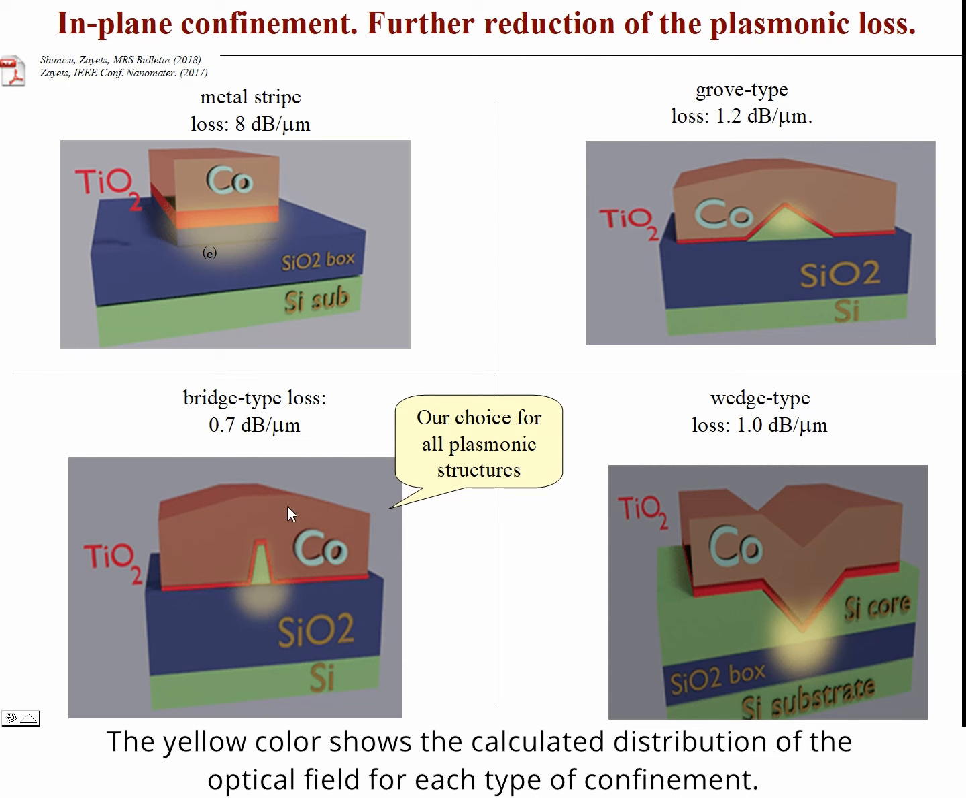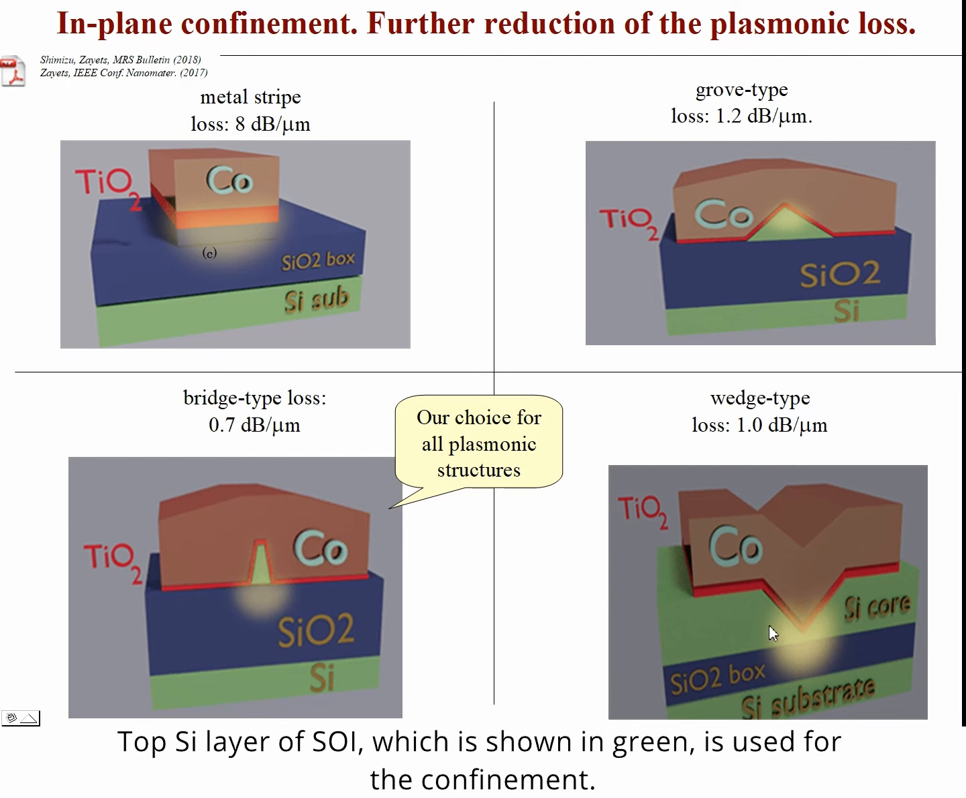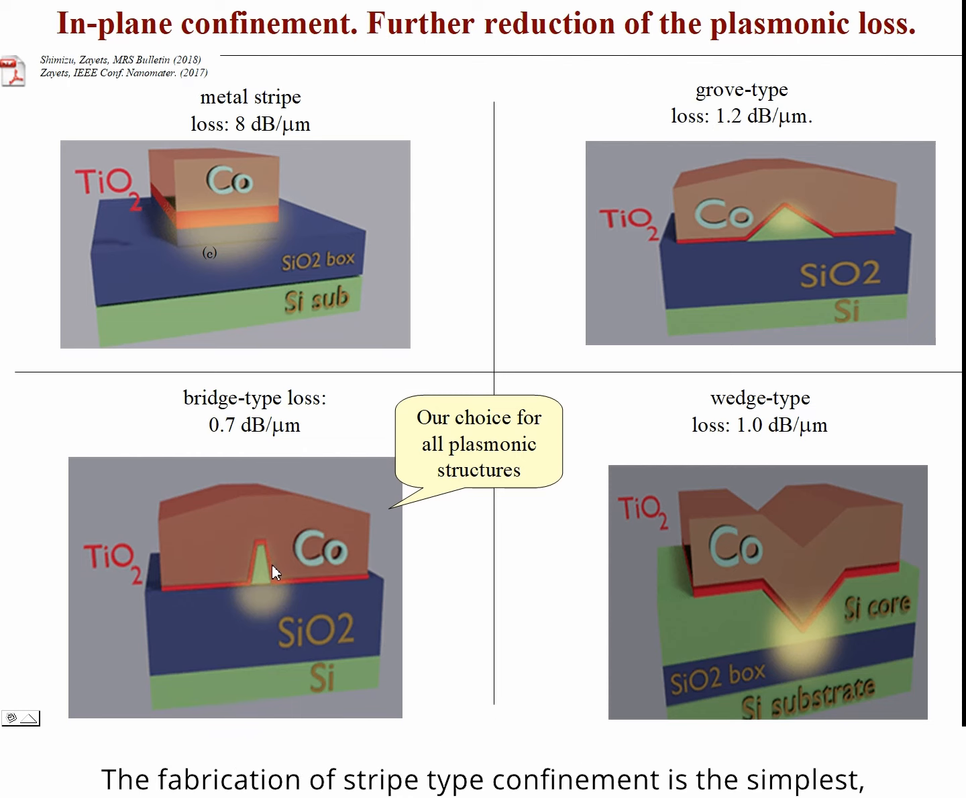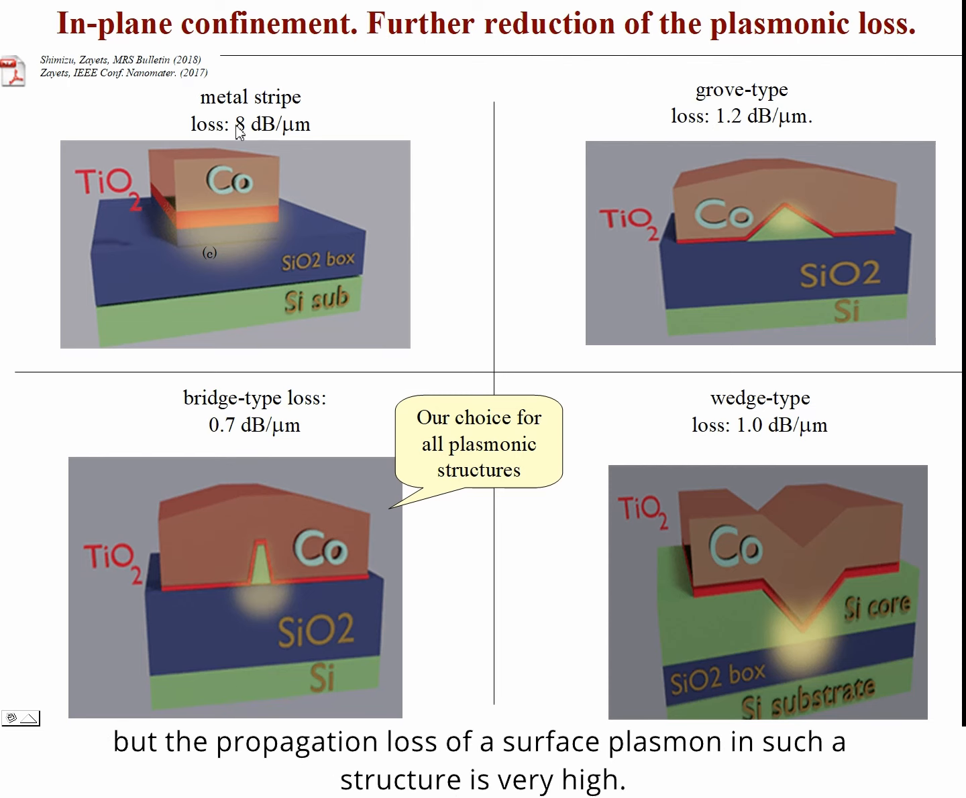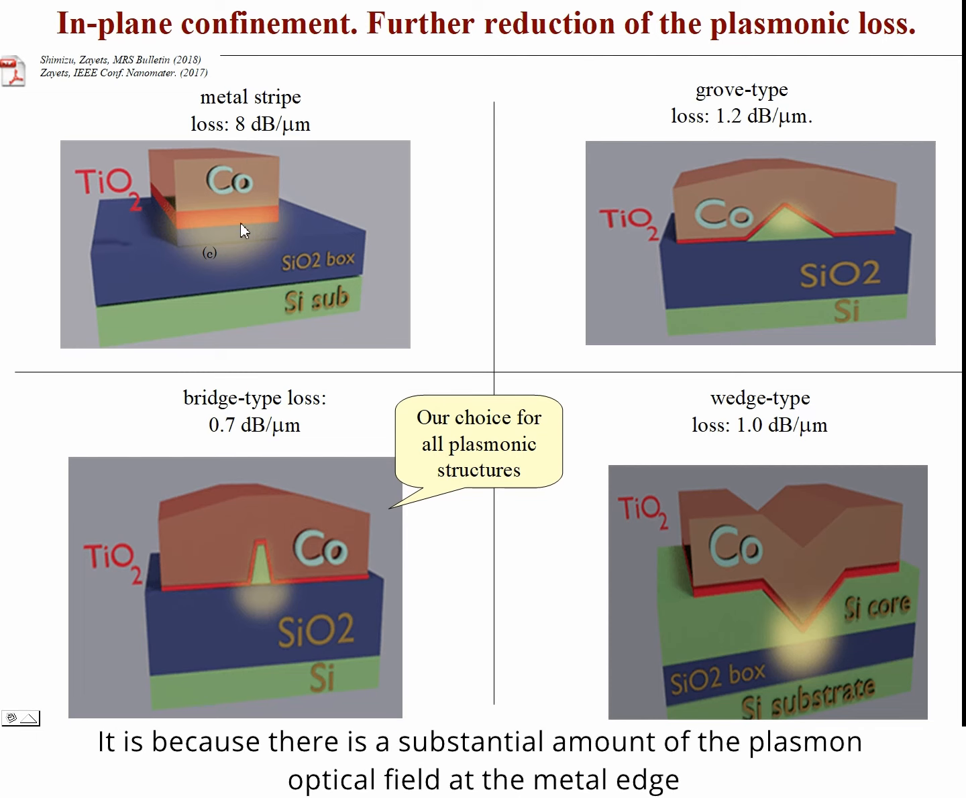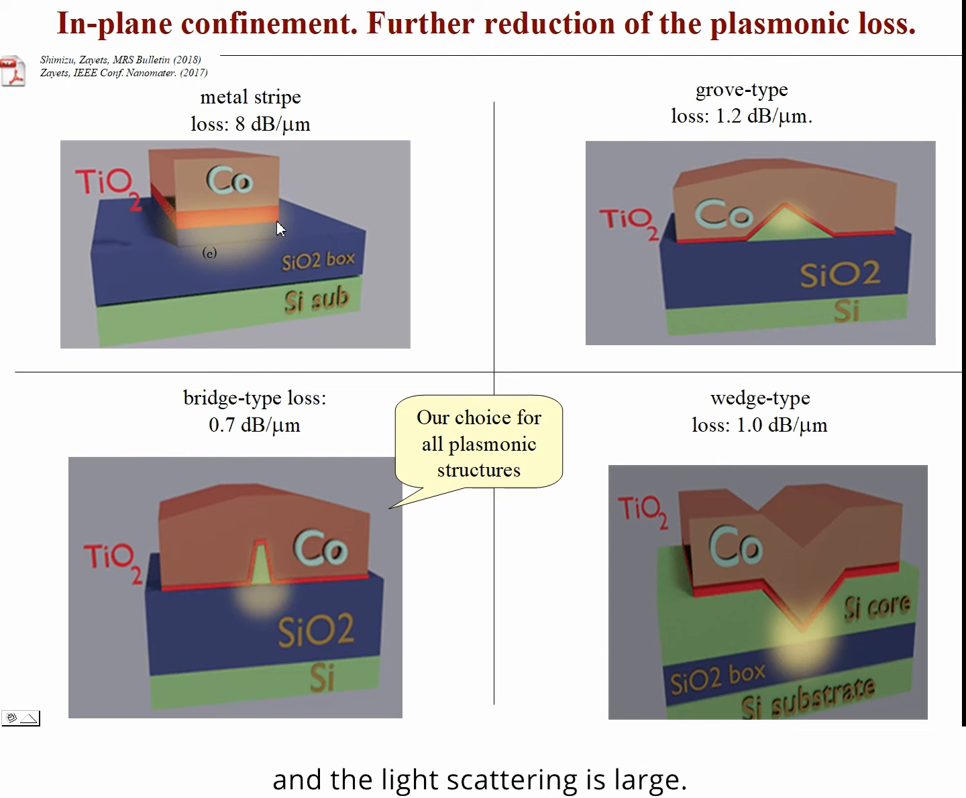The yellow color shows the calculated distribution of optical field for each type of confinement. The top silicon layer for SOI, which is shown in green, is used for the confinement. The fabrication of stripe-type confinement is the simplest, but propagation loss of surface plasmon in such structures is very high. It is because there is a substantial amount of plasmon optical field at metal edges and the light scattering is large.